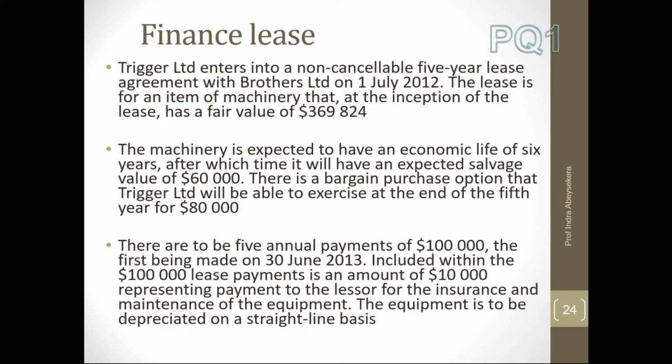That is, at the end of the first year. Included within that $100,000 lease payment is an amount of $10,000 representing payments to the lessor for the insurance and maintenance of the equipment. So there are the executory costs, and the equipment needs to be depreciated on a straight line basis.